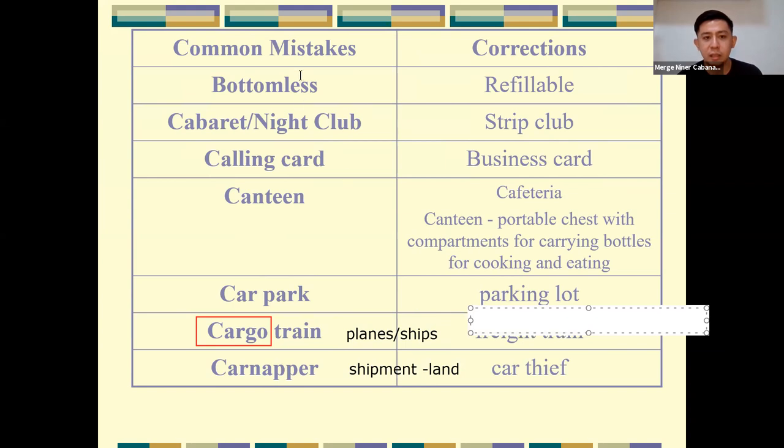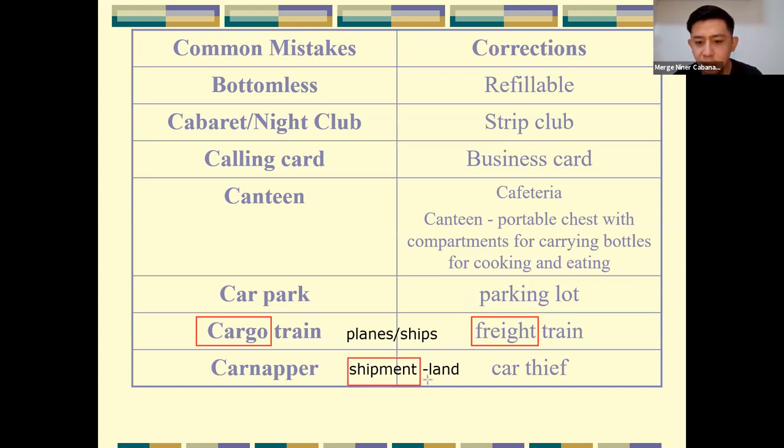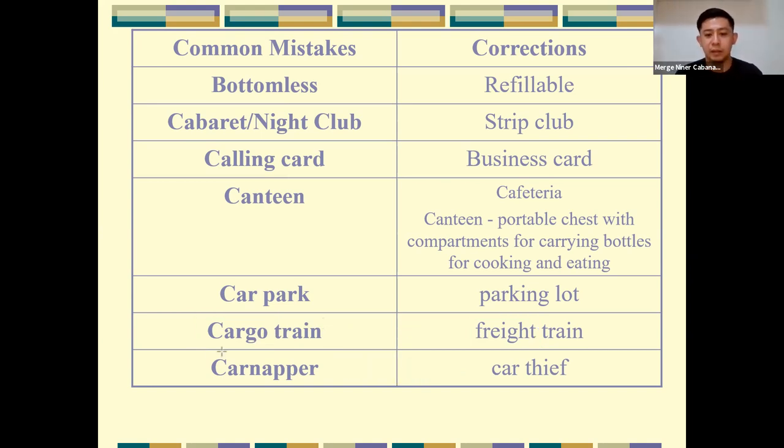So if it is traveling by land, it can either be referred to as a shipment or freight. Let's say it's a truck, it's freight. It's on a bus, it's a shipment, okay? But if it is cargo, it can only travel by air and by sea. So that's very opposite, right? So that's it. Now, what about carnapper?